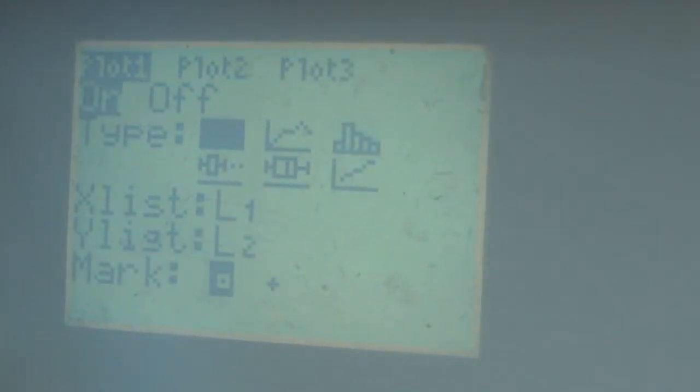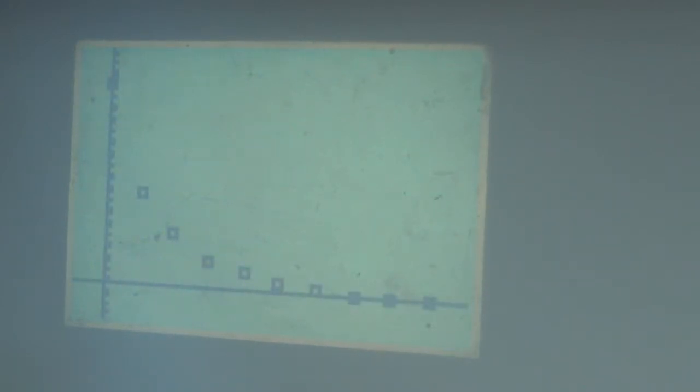Let's make it darker. Okay, so here's, all right, here's the first group. So let's get a stat plot on. Let's turn you off. Scatter plot, L1, L2, I think that's right. This looks roughly like what you guys got?